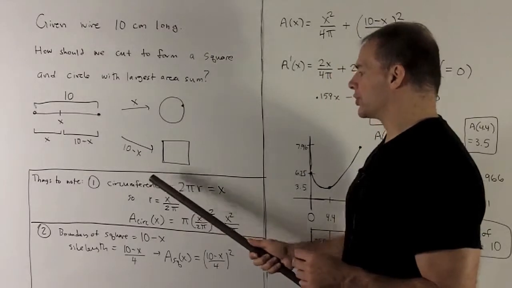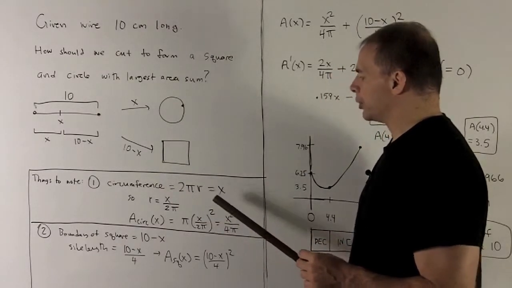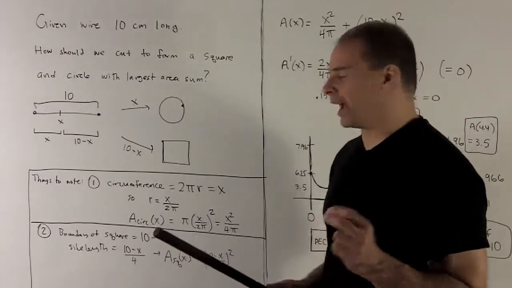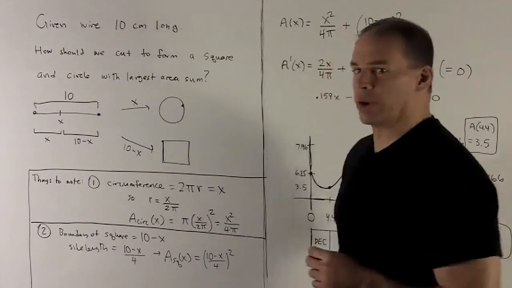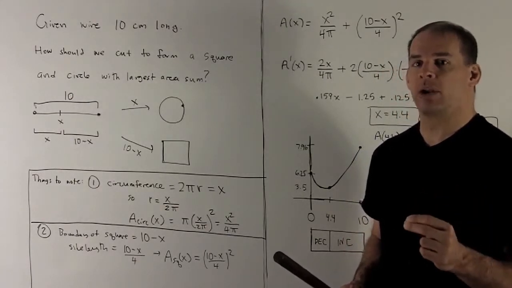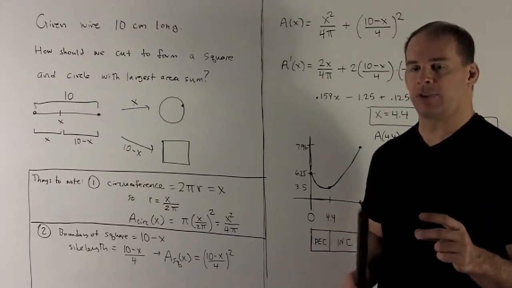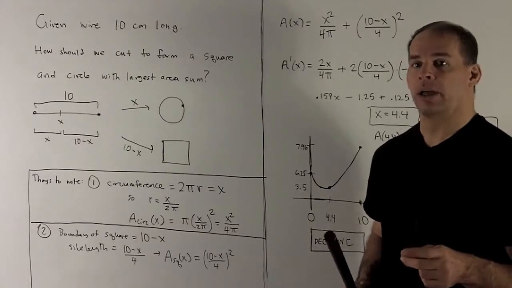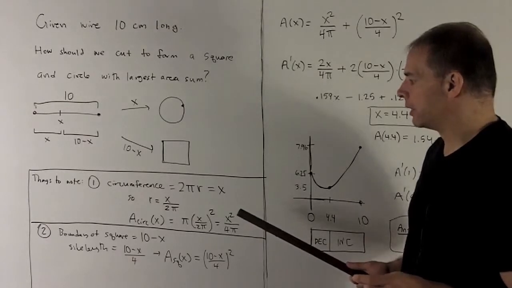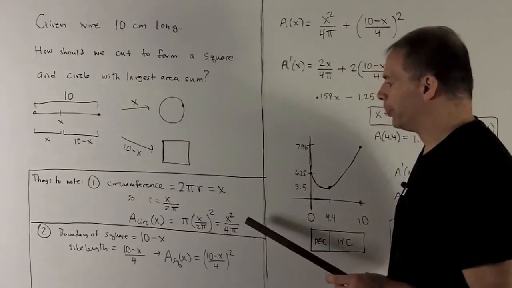So the circumference of the circle is 2 pi r, which is also equal to X. I solve for r because I'll need that for the area. So r is equal to X over 2 pi. Then my area is pi r squared, or pi times X over 2 pi squared, or X squared over 4 pi. So that's my area of the circle.